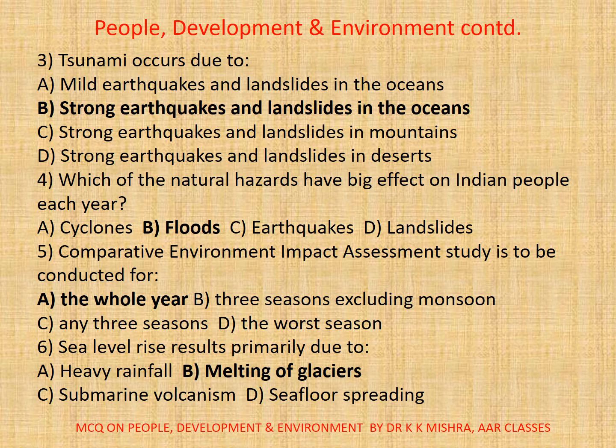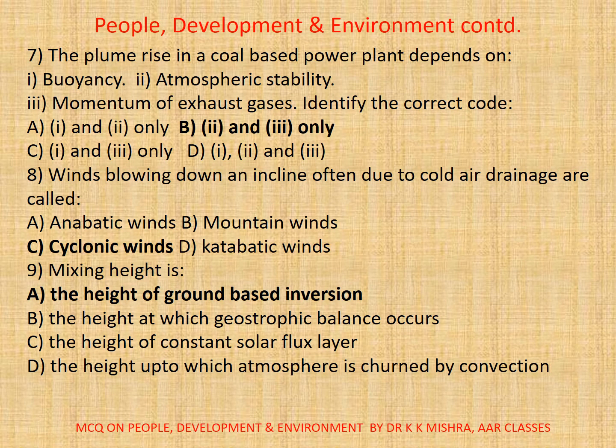6. Sea level rise results in primarily due to, correct option is B, melting of glaciers. 7. The plume rise in coal based power plant depends on, correct option is B, that is second and third only. Second is atmospheric stability and third momentum of exhaust gases.